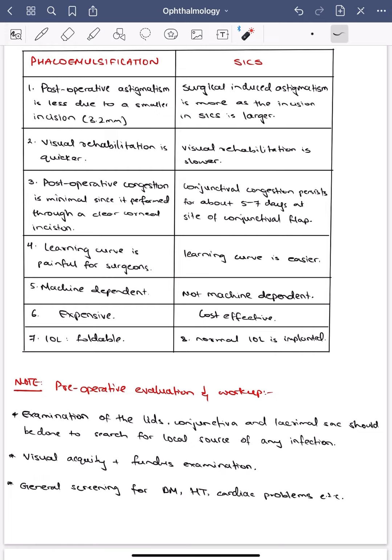Now this is because if the patient has any defect in the retina, like diabetic retinopathy or age-related macular degeneration, the cataract surgery will not completely bring back the vision to the patient. So it is important in such scenarios to give a guarded visual prognosis to the patients. Next is the general screening for diabetes, hypertension, cardiac problems, etc. So these are some of the pre-operative evaluation and workup.